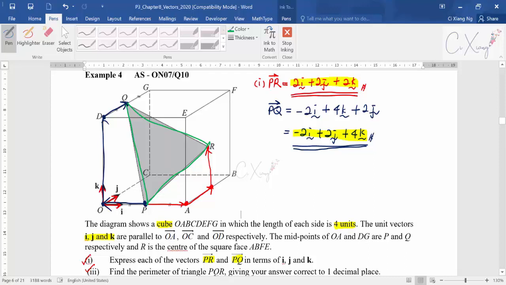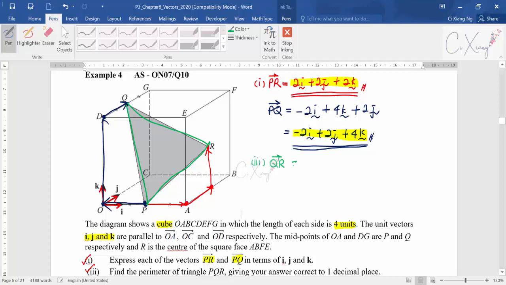So you should be aware that to find out the triangle here, you need to know the vector PQ, then you find the magnitude. You find the vector PR, then you get the magnitude, and also vector QR to get the magnitude separately. Okay, so I already get two vectors. So the two vectors are PR and PQ just now. So maybe now before I calculate the perimeter, I want to get the QR first, the vector of QR.